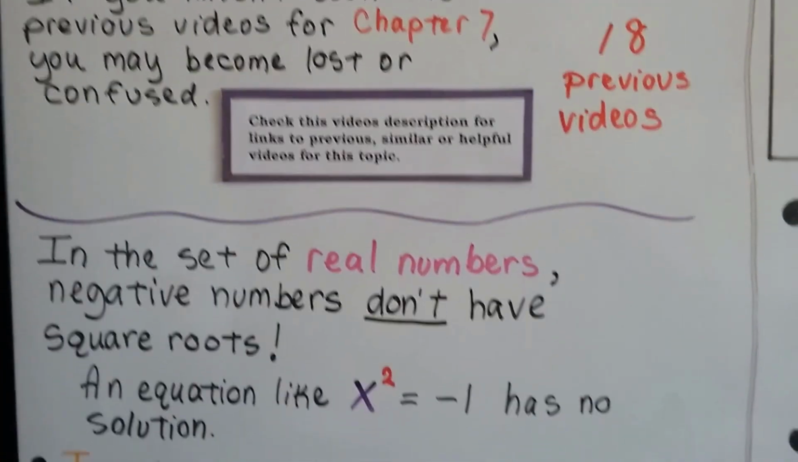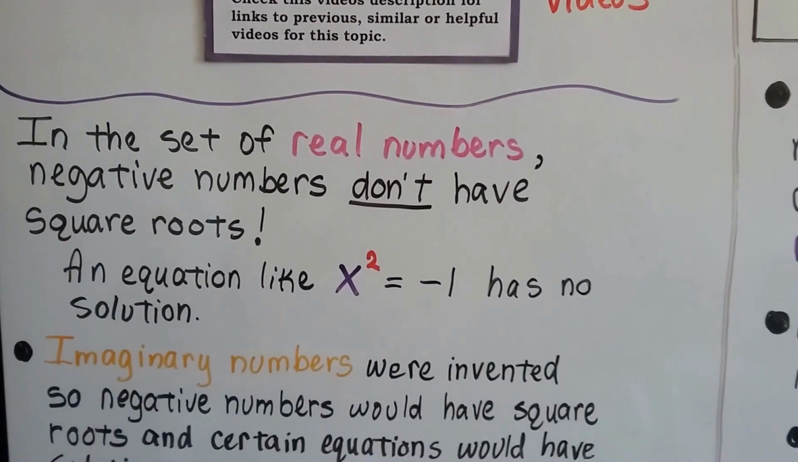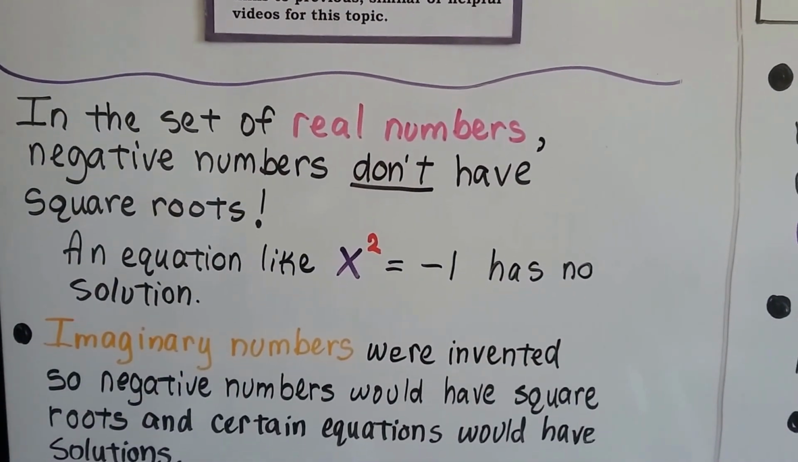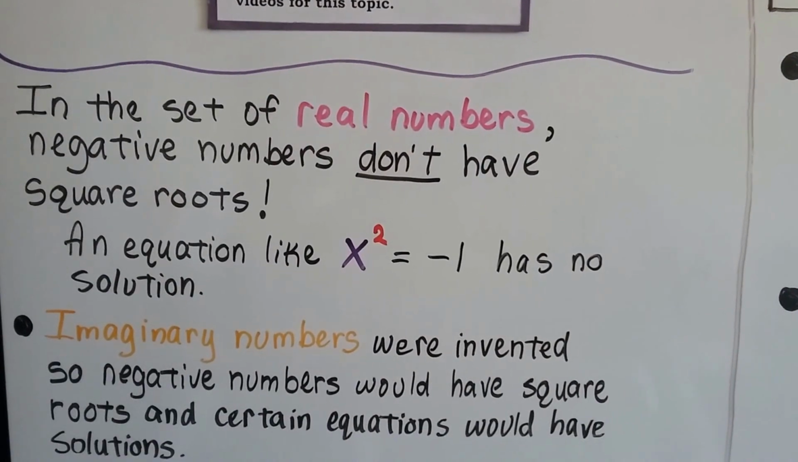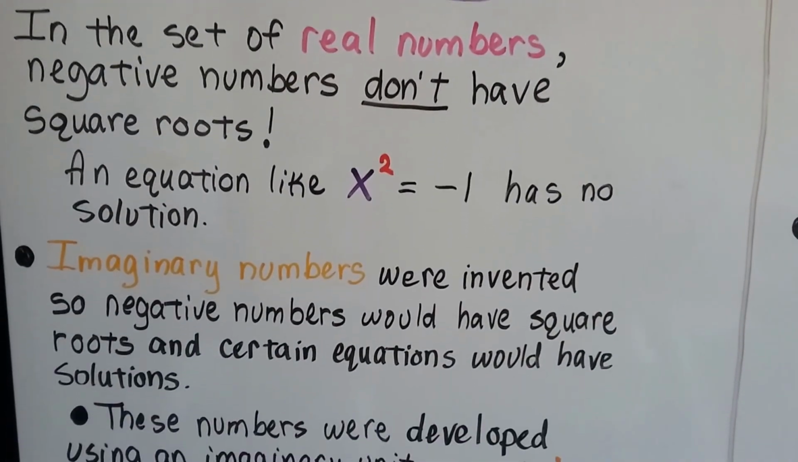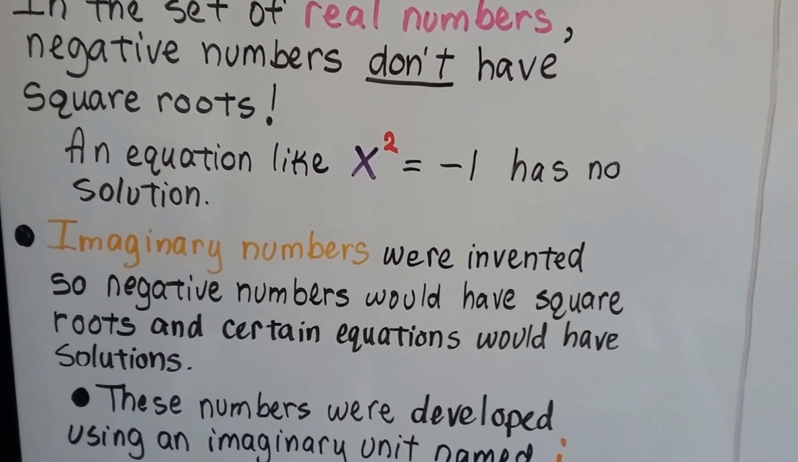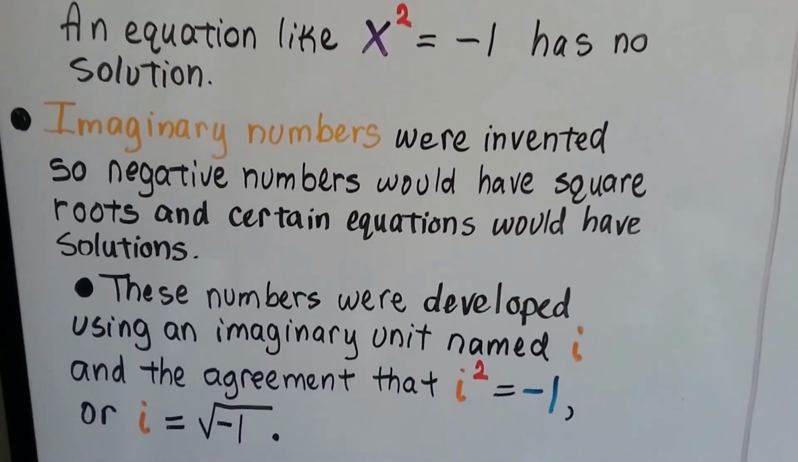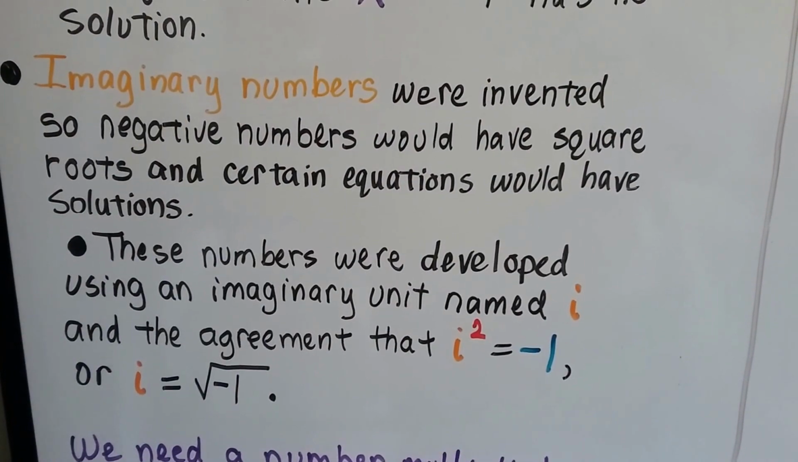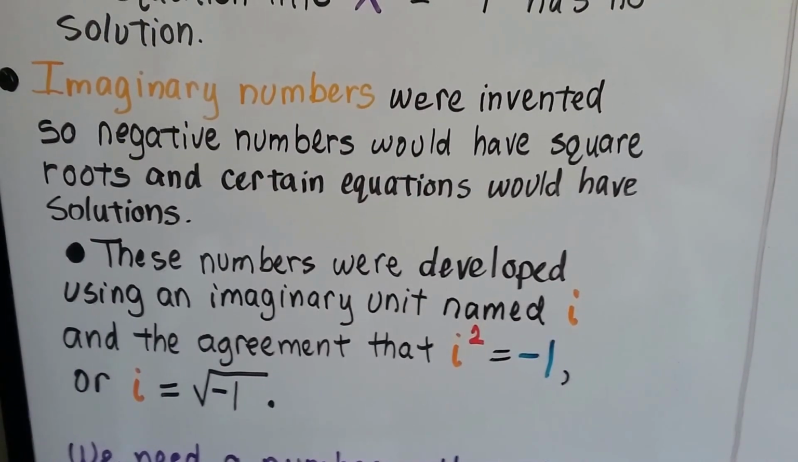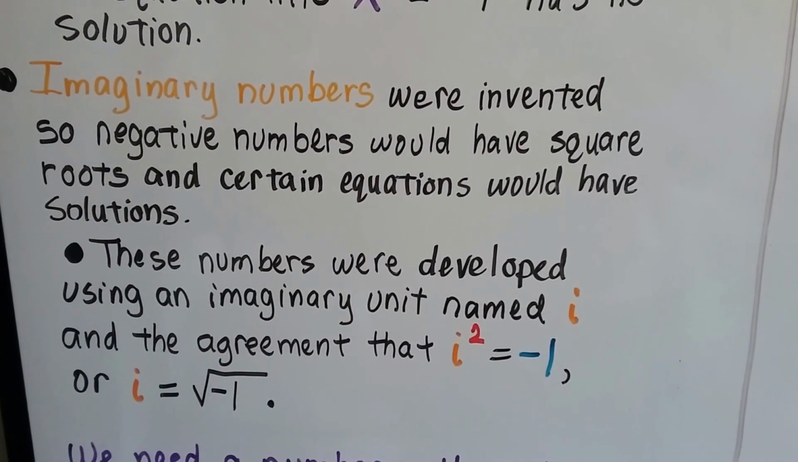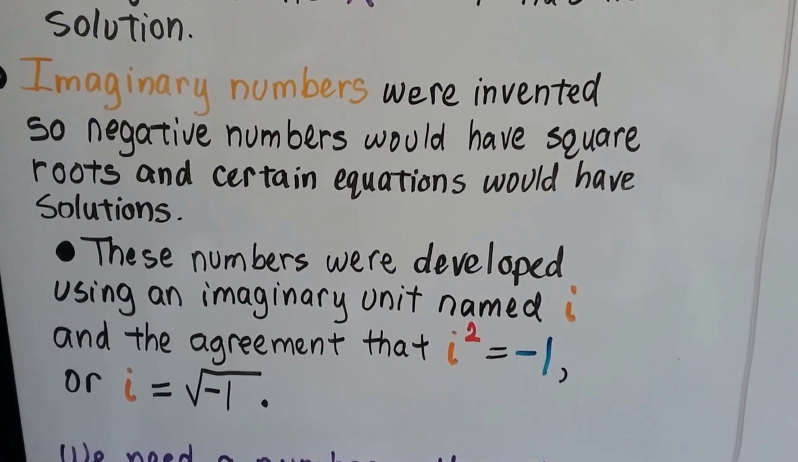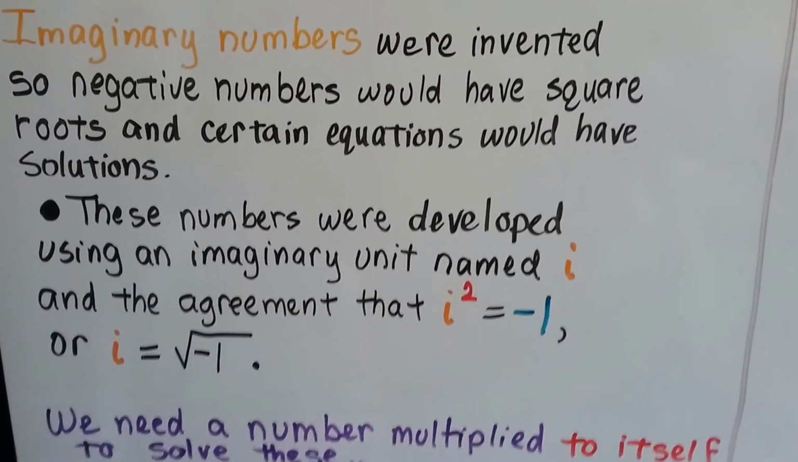In the set of real numbers, negative numbers don't have square roots. An equation like x squared equals -1 has no solution. Imaginary numbers were invented so negative numbers would have square roots and certain equations would have solutions. These numbers were developed using an imaginary unit named i, and the agreement that i squared equals -1, or i equals the square root of -1.